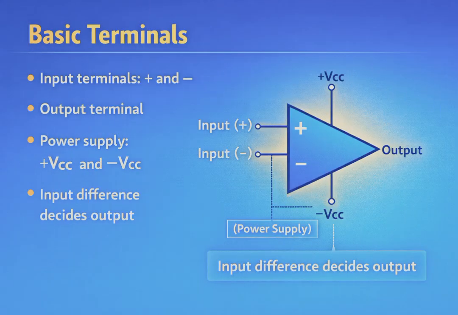Basic terminals. Now let us look at the basic terminals of an OPAMP. An OPAMP has two input terminals, plus and minus, and one output terminal. Power supply terminals, plus VCC and minus VCC. The output of the OPAMP depends on the difference between the two input voltages. This is the most important concept of OPAMPs.